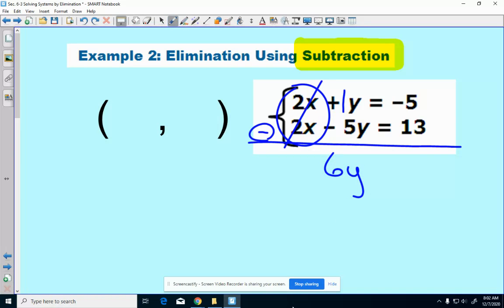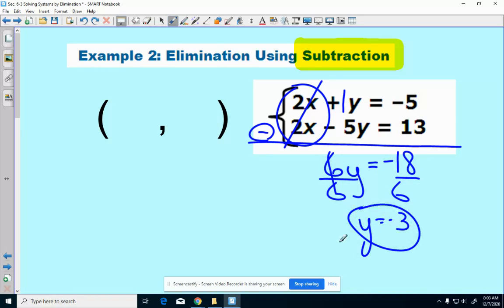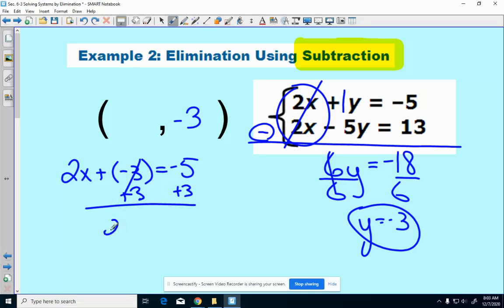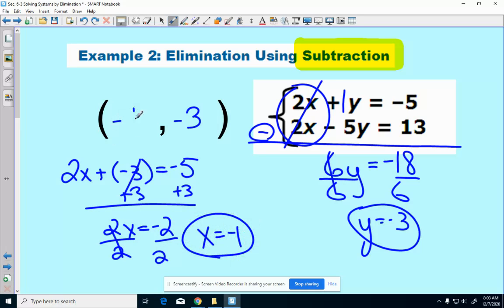So here I will get 6y is equal to negative 5 minus 13. That is negative 18. If I divide both sides by 6, I get negative 3. So I get a y value of negative 3. Choose whichever one you'd like to put it back into. I think I'll choose the top one. So I'm going to add a y value, which is negative 3, and that's equal to negative 5. So here I will add 3, and I get 2x is equal to negative 2. So obviously then x is equal to negative 1.